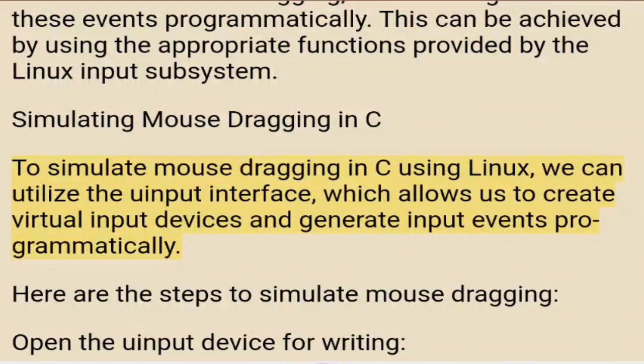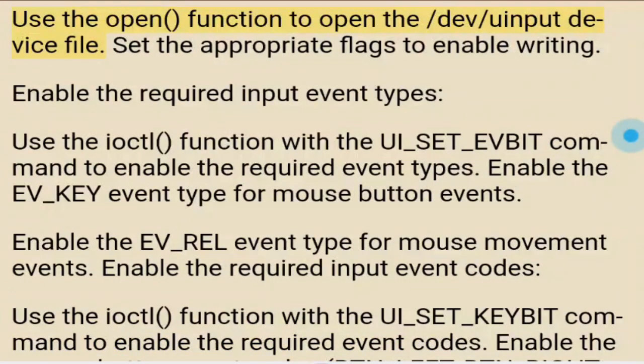To simulate mouse dragging in C using Linux, we can utilize the uinput interface, which allows us to create virtual input devices and generate input events programmatically. Here are the steps to simulate mouse dragging. Open the uinput device for writing. Use the open function to open the /dev/uinput device file. Set the appropriate flags to enable writing.